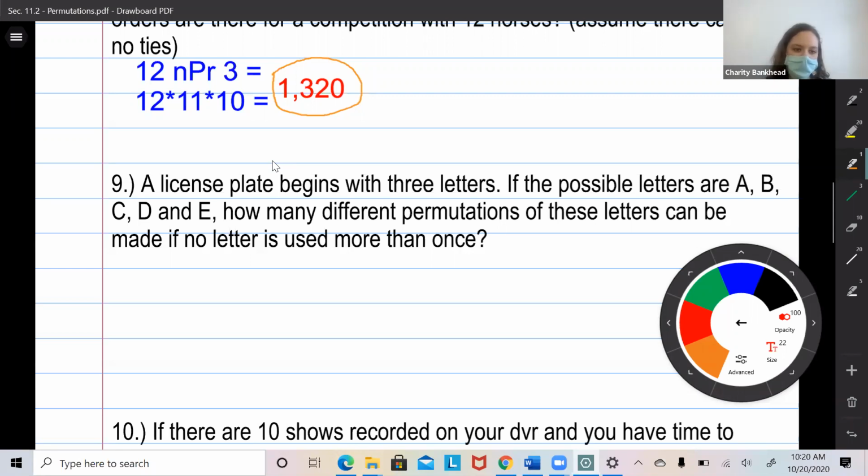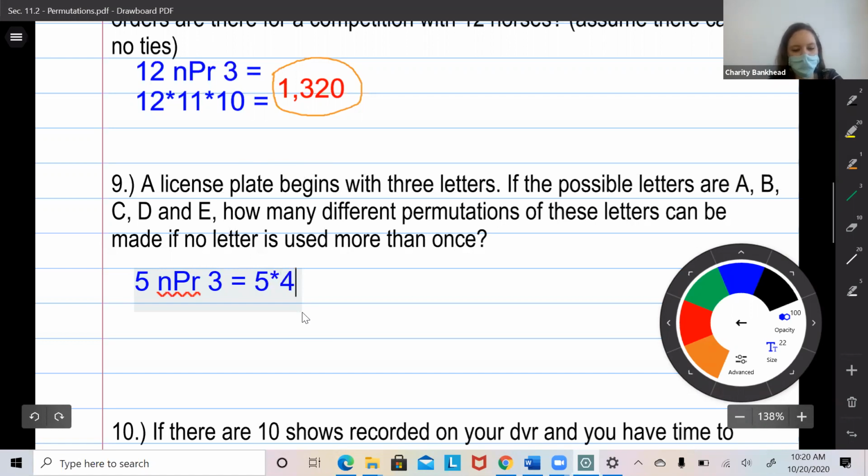So number 9 says a license plate begins with 3 letters. If the possible letters are A, B, C, D, and E, how many different permutations of these letters can be made if no letter is used more than once? So that would be 5P3 or 5 NPR 3, or you could also do it by 5 times 4 times 3. So that's going to be 60.